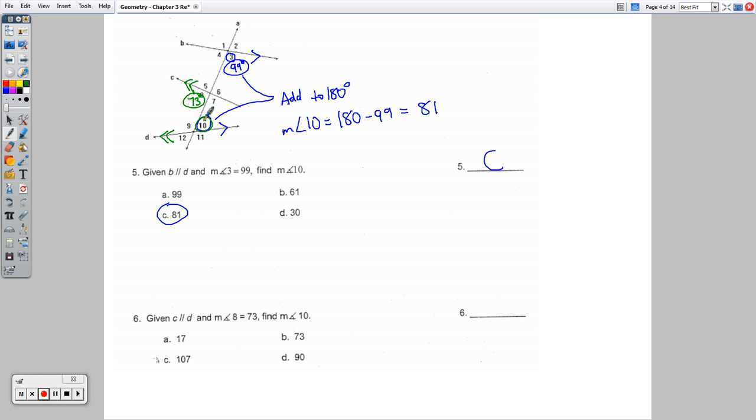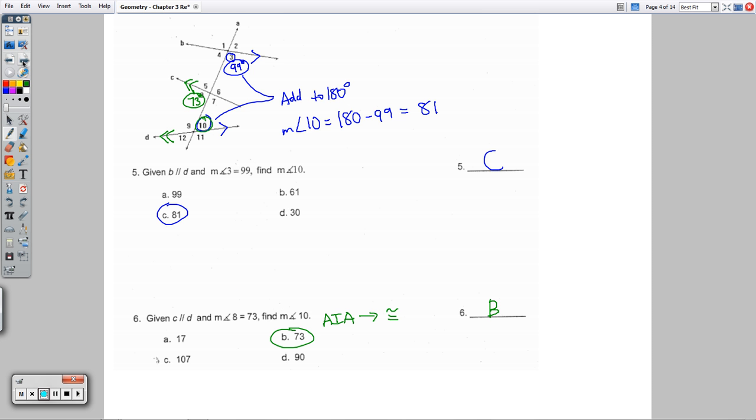This one and this one now would be alternate interior angles. Those are supposed to be congruent. So alternate interior angles, if you have parallel lines, they're supposed to be congruent. And so we could say that choice B would be the correct choice for that one. So let me write choice B, 73 degrees, however.